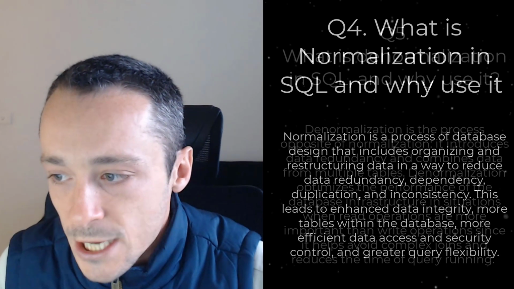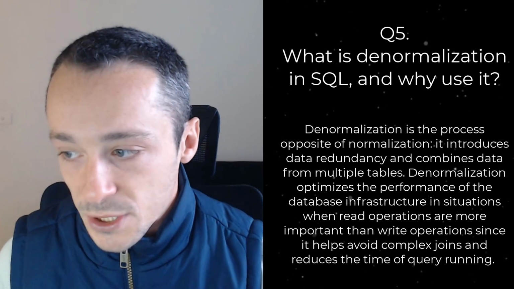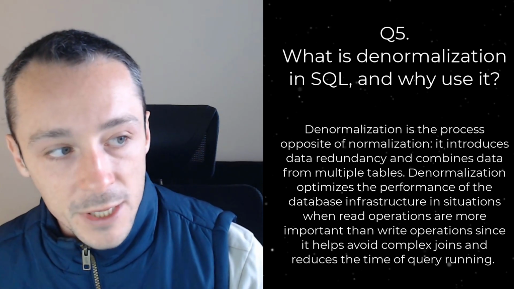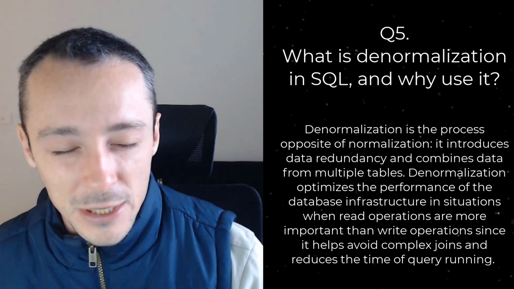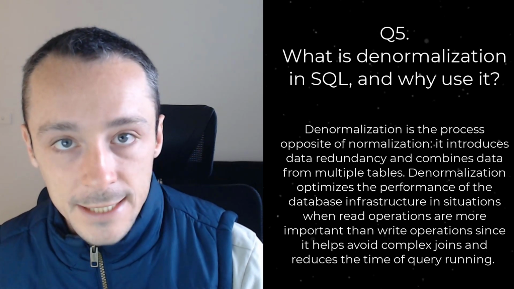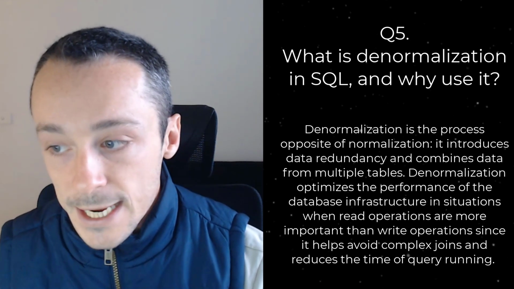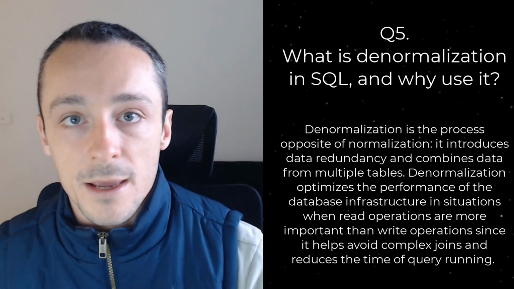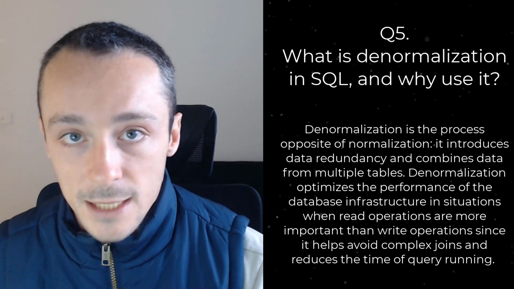What is denormalization in SQL and why use it? Denormalization is the process opposite of normalization. It is used primarily in the dimensional model, in ETL loads and data warehouses where the end user needs to query a database. They are querying the denormalized database, the dimensional model, consisting of dimension tables and fact tables in a snowflake or star schema.